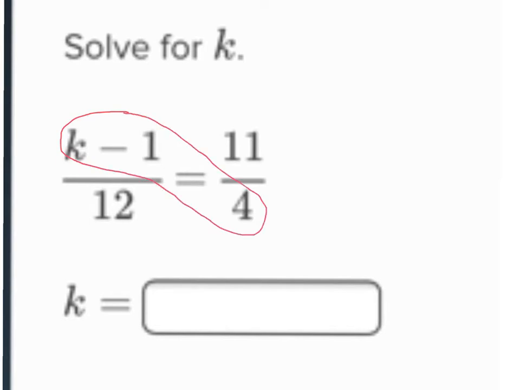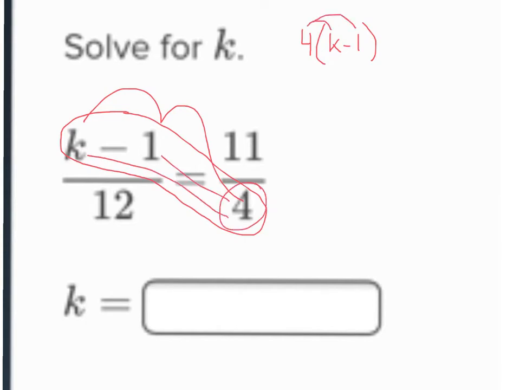So that's 4 times k minus 1. And notice I put the k minus 1 in parentheses because the 4 is being multiplied by both terms here. And so I'm going to have to distribute the 4. I can't just multiply the 4 times the 1 or the 4 times the k. I got to multiply it by both. And that equals 11 times 12, which is 132. And so now all I need to do is solve for k.